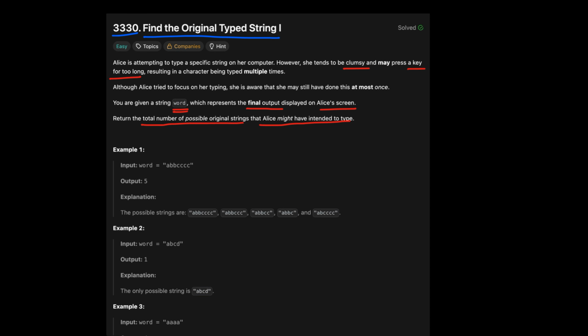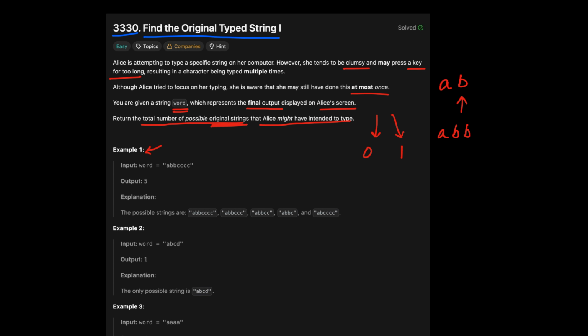typed multiple times, but it can only happen once. For example, if Alice is trying to type A and B, it is possible she might type the character B for too long, resulting in the output having multiple B's. So we are trying to identify all possible original strings that Alice might be trying to type. One more constraint that is given to us is this mistype can happen at most once. So it can either be no mistypes or at max one mistype.